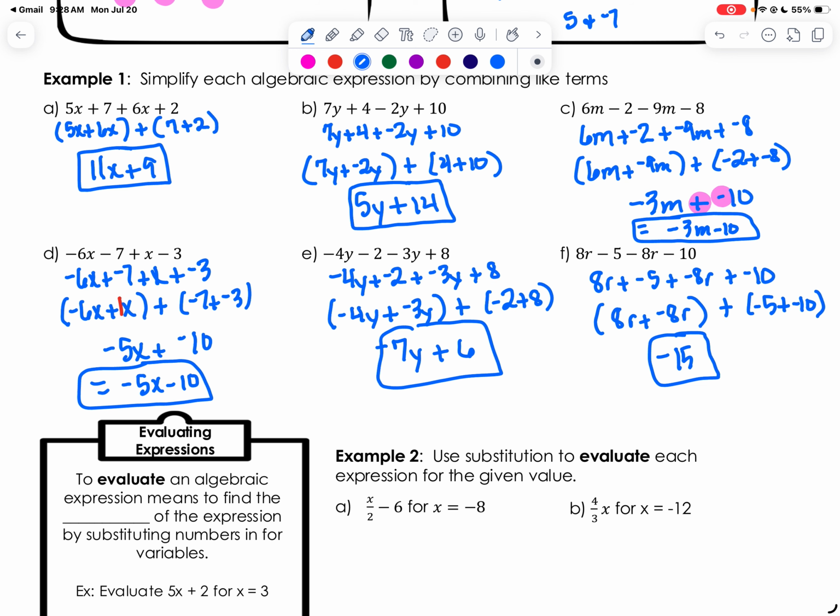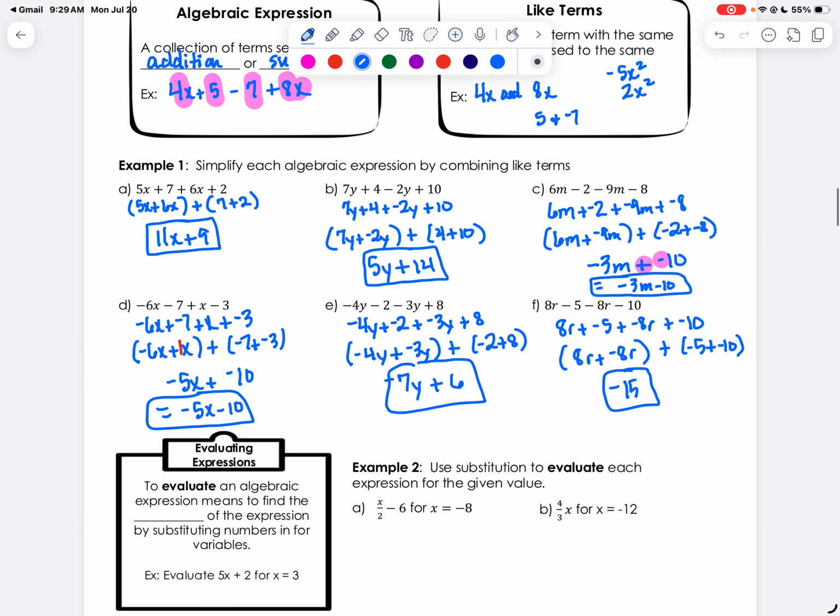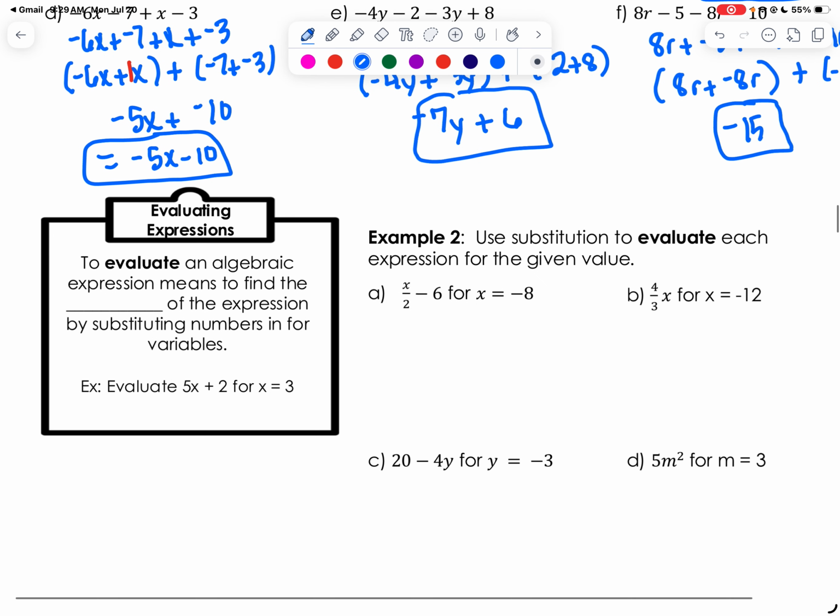Now, the last thing I want to talk about today with algebraic expressions is how to evaluate them. In our first example, we simplified a long expression down into a smaller expression. In our second example, we're going to be evaluating expressions. To evaluate an algebraic expression means to find the value of the expression by substituting numbers in for the variables. For example, they might give you: evaluate x plus 2 for x equals 3. In these types of problems, when you're evaluating, they're always going to give you the value for the variable.